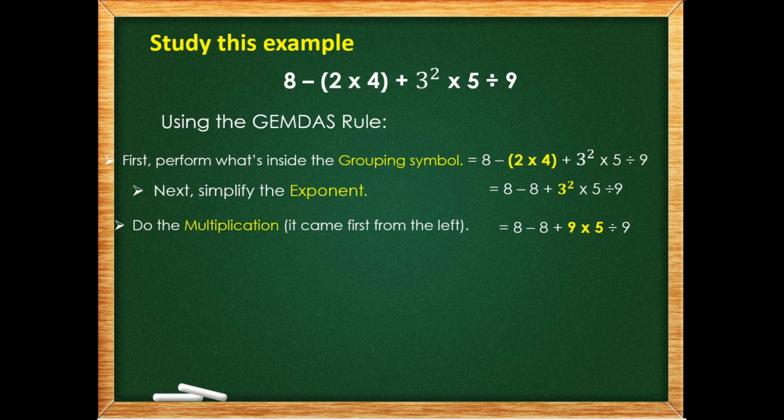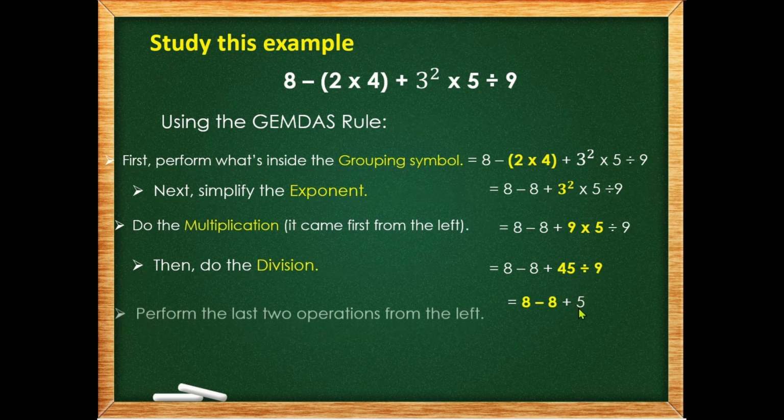Next, do the multiplication. It comes first from the left. Multiply first before we divide, because multiplication comes first before division. So we have 9 times 5, that is equal to 45 divided by 9. Then do the division. So again, copy 8 minus 8 plus 45 divided by 9 is equal to 5.